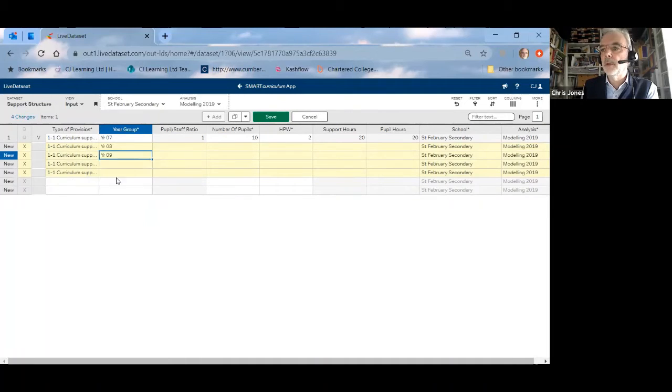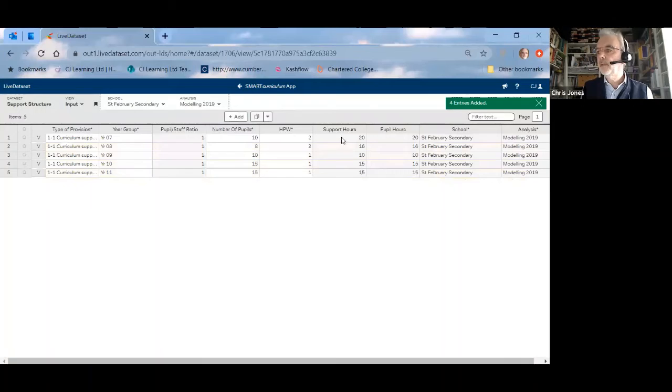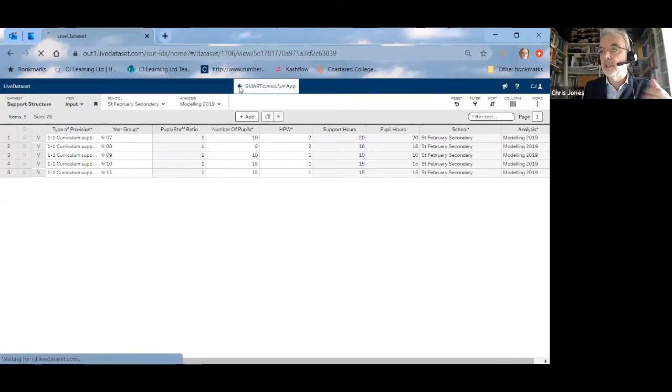So I'm going to do the same. I'm going to add that to each of the year groups. And now I'm going to say, well, I've got 8 students in year 8. I've got 10 students in year 9. I've got 15 students in year 10 and 15 students in the year 11. It's not rocket science, but you can see, so maybe my year 8s have got 2 hours, and then I'm going to give them an hour a week for all of the others. So the total number of hours is 76 hours. So one-to-one curriculum support with a designated range of people is coming up with 76 hours.